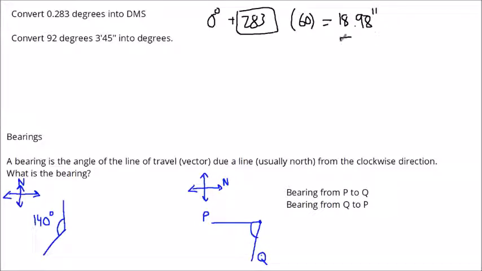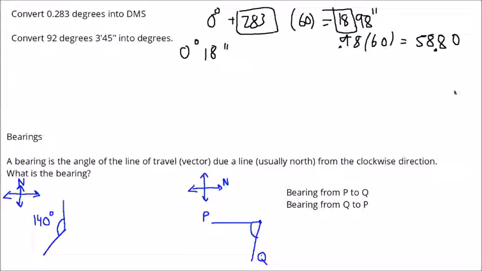So you take the 0.98 now, and then you multiply that by 60, and what you'll get is 58.8 seconds, if I did the math right. So your final degree, minute, second notation will be, no, 283 isn't part of it. So you'll have 0 degrees, 16 minutes, and 58.8 seconds.